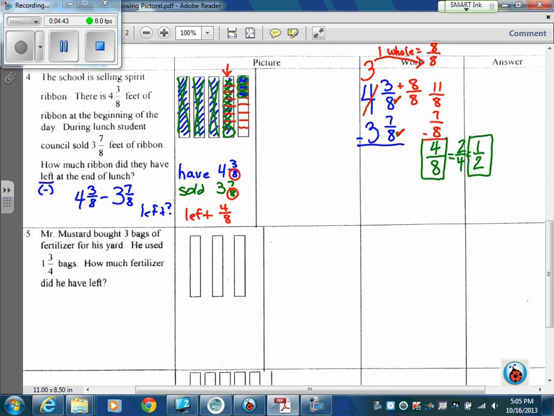The other way to do this is to convert to decimals because my fractions are so nice. So I started with 4 3/8.